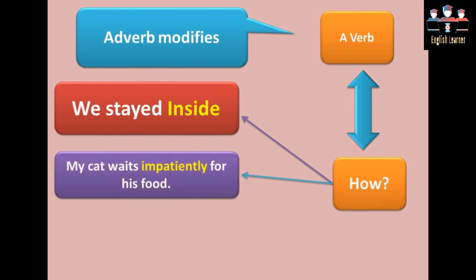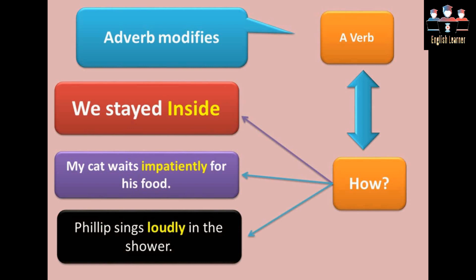Second example, my cat waits impatiently for his food. In this example, impatiently is placed right after the verb, which is waits here. So impatiently is describing how the cat was waiting. The cat was waiting impatiently. Next is Philip sings loudly in the shower. Loudly in this example is an adverb which modifies a verb. The verb is sings.